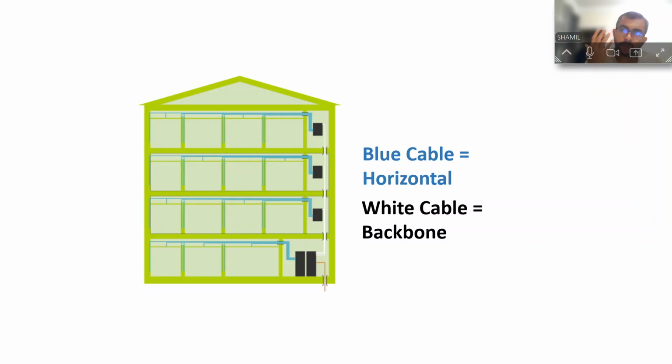Now, when it comes to vertical cabling, that is the backbone cabling. That is the white color which you see in this picture. This is for connecting the telecom equipment between different floors or between different buildings. That's why it is backbone cabling. So in short, horizontal cabling goes horizontally. Backbone cabling is normally vertical, or otherwise it will go from building to building. It depends on the situation.